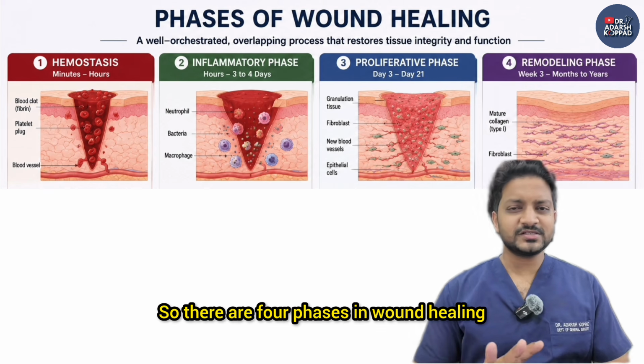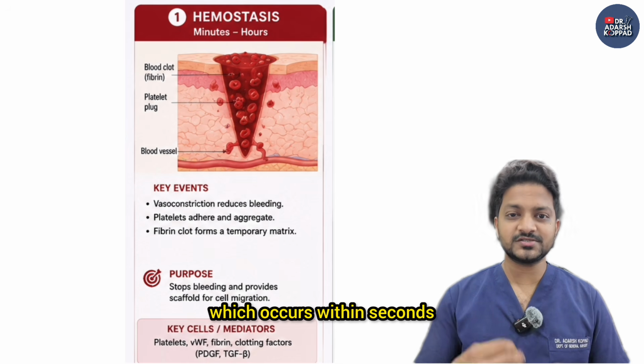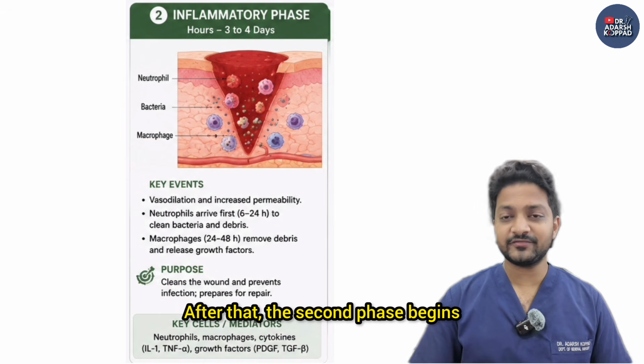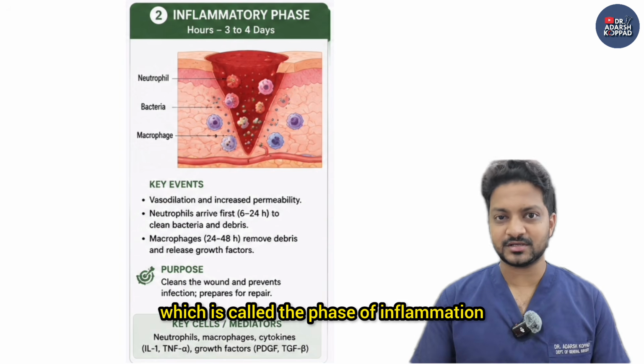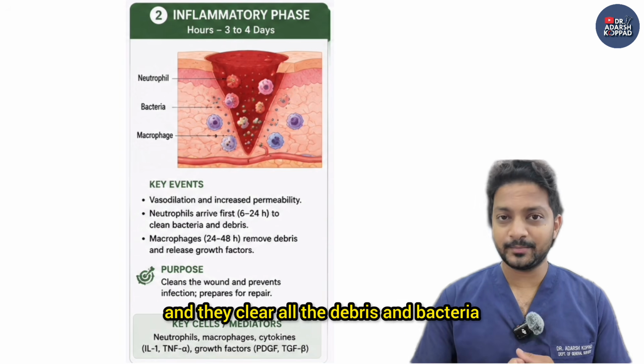So there are 4 phases in wound healing, and I'll be very short. The first phase is hemostasis, which occurs within seconds, and there's a fibrin clot formation, right? After that, the second phase begins, which is called the phase of inflammation, where the neutrophils and macrophages come to the site and they clear all the debris and bacteria.